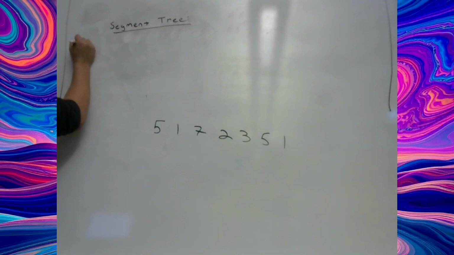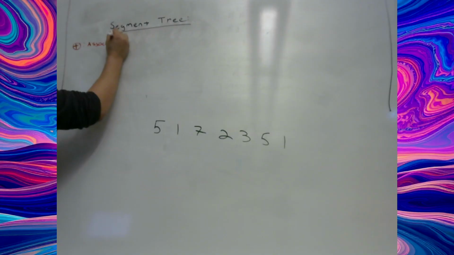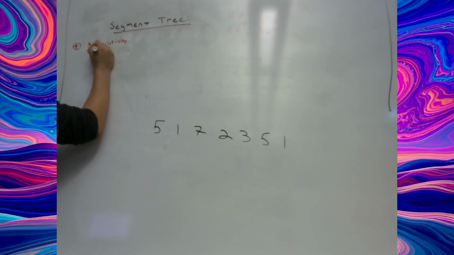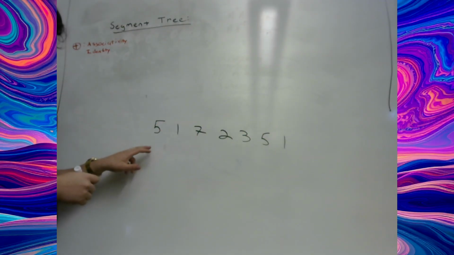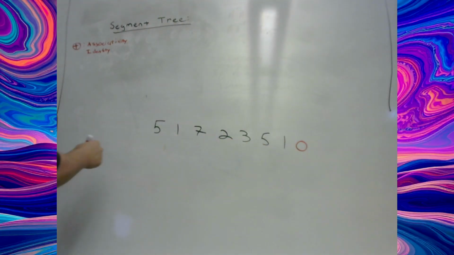The segment tree needs associativity for the same reason as the prefix sum, because we don't know what order of operations we're going to be doing things in, so it shouldn't matter. And we also need that identity, because we're going to pad out our array to the nearest power of 2. So we have 7 here, so it's just going to be one more: 1, 2, 3, 8. And because we're doing plus, the additive identity is 0.